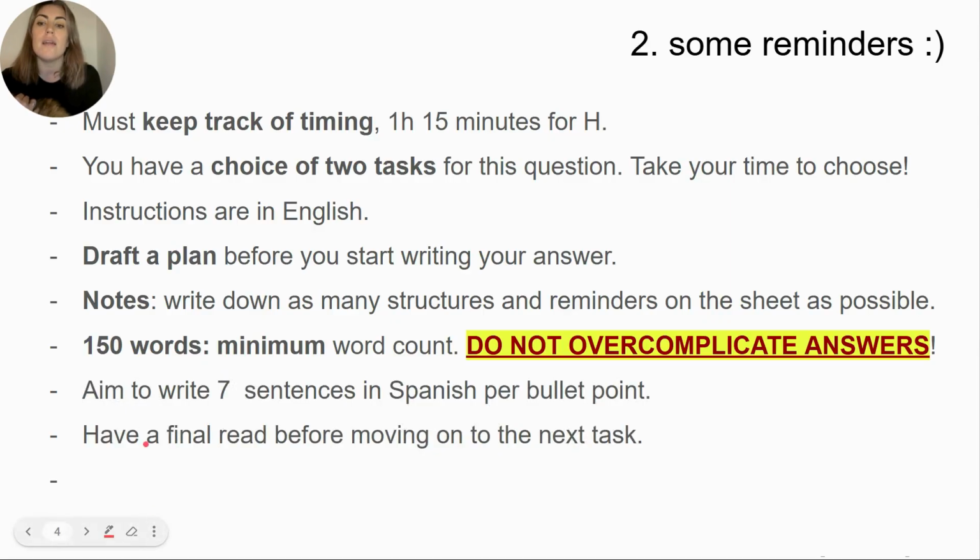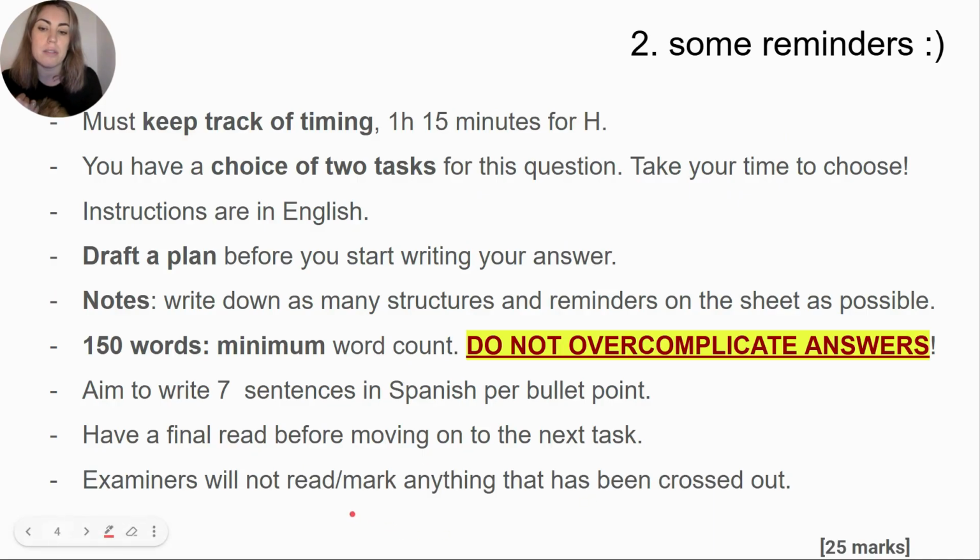Then aim to write 7 sentences in Spanish per bullet point. Obviously, if your handwriting is very big, you will need fewer sentences, but I'm talking about average handwriting size. Then have a final read before moving on to the next task, maybe if this is the first one you do. Always check your work. Examiners will not read anything that has been crossed out, so anything you don't want them to read, simply cross out. Likewise, if you want to add something, make it really clear where you are adding it, and write it down as well.